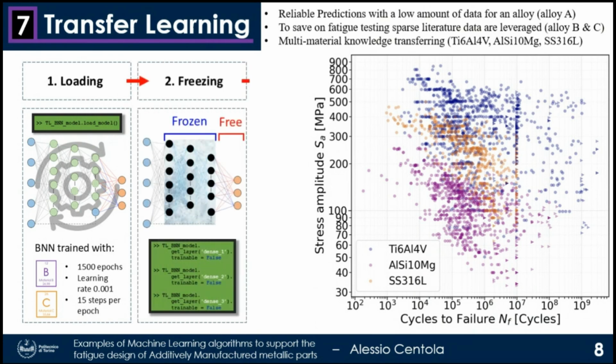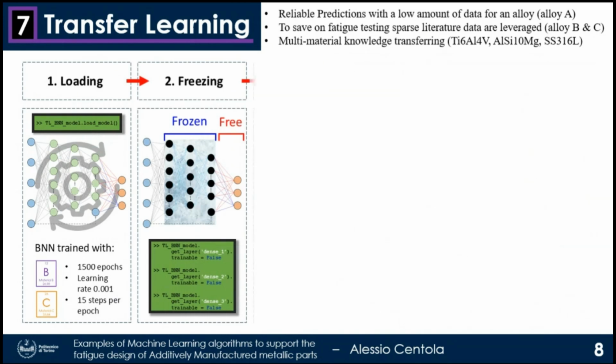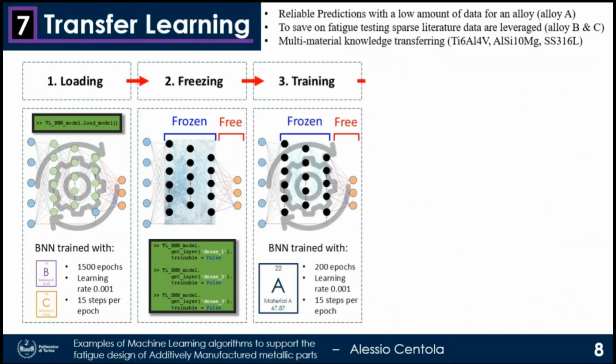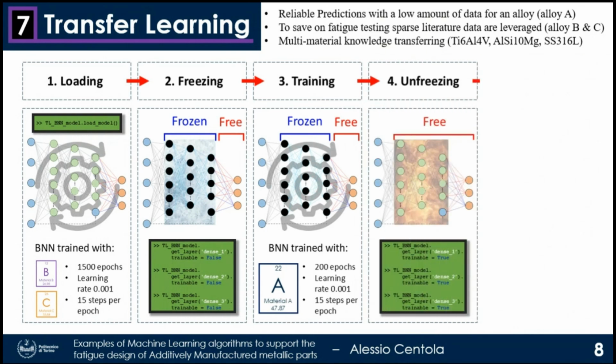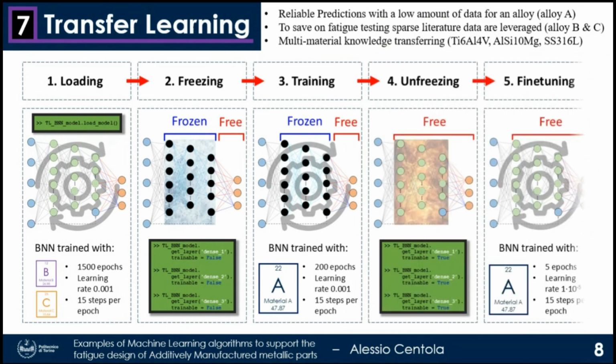Then we freeze the intermediate layers. And then we continue training with alloy A, the alloy for which we have few data, for a smaller amount of epochs. Then we unfreeze everything, and we perform some fine-tuning for an even smaller amount of epochs.